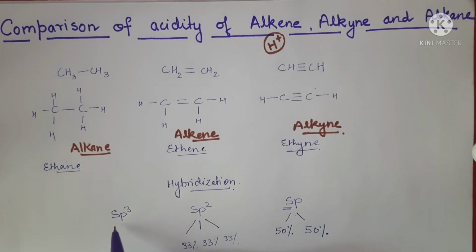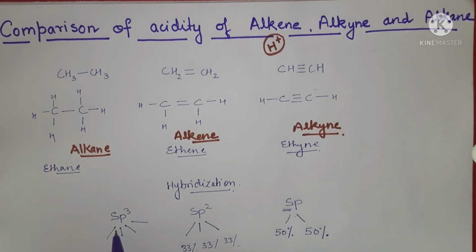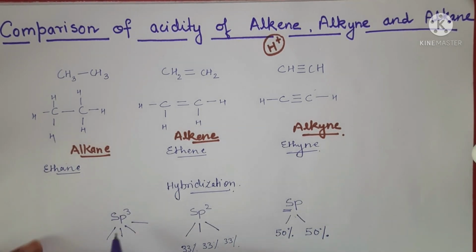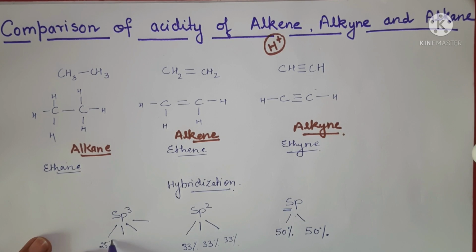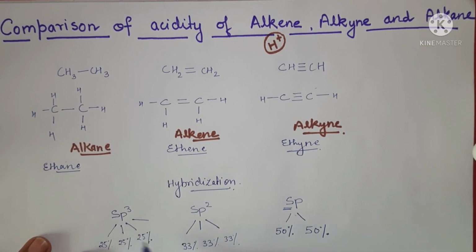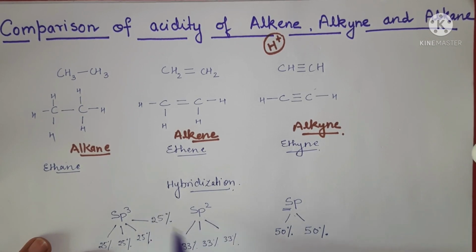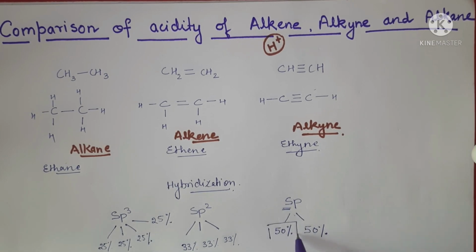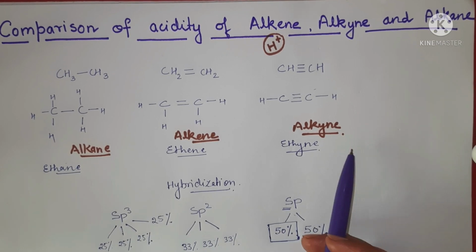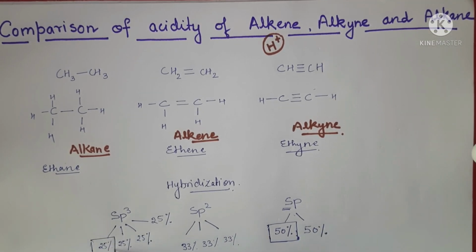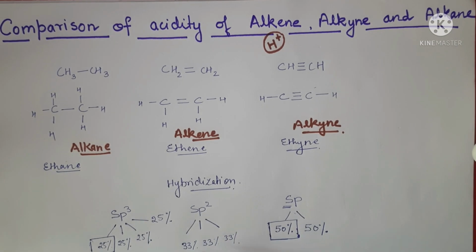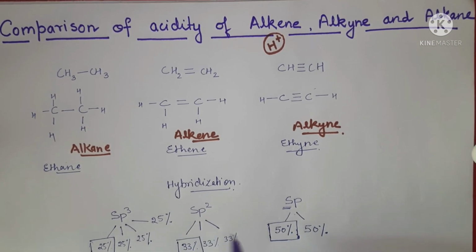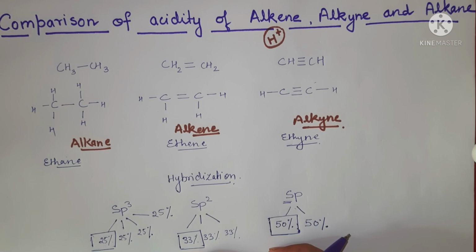Same for these four orbitals: one is of S and three orbitals of P, so we will have 25% of each orbital. The involvement of all the orbitals will be 25%. So here you can clearly see that the involvement of S orbital is the highest in the alkyne molecule and the lowest in the alkane molecule, and in between is the alkene molecule.